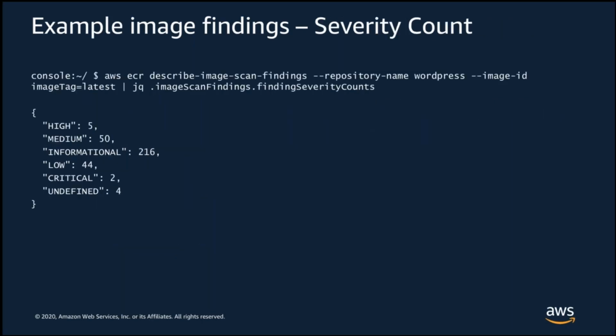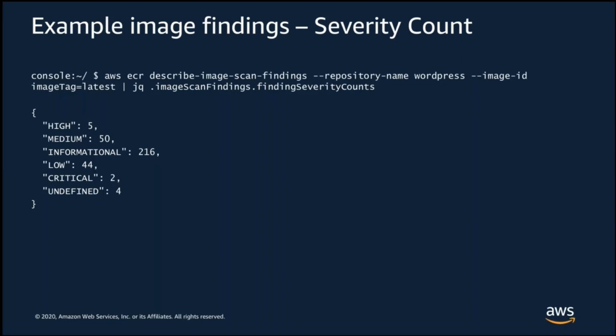If I want to just see an overall count of all the severities, I can drill down into that response that I get from the CLI, and I can actually see exactly how many high vulnerabilities I have, how many critical vulnerabilities, and so on and so forth. So this is just an example of what you can get from the command line.